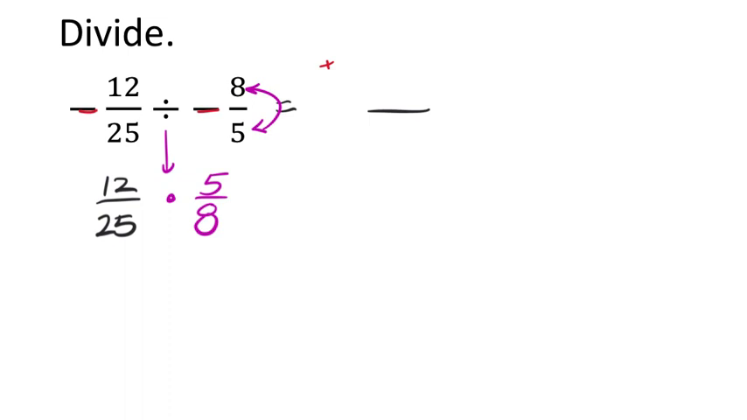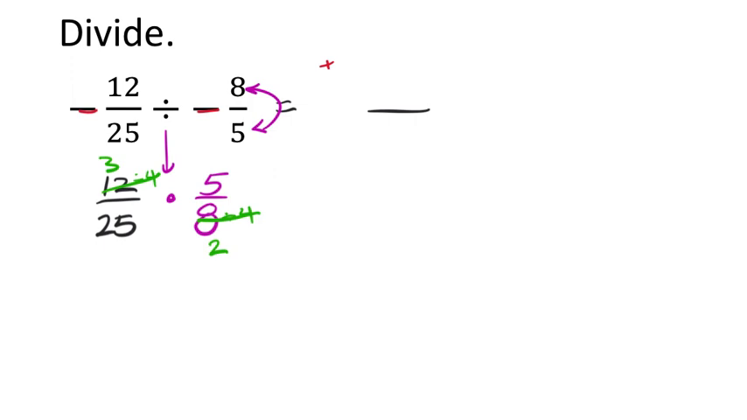So I would probably notice the 12 and 8 first. Well, maybe even the 5s, right? The 5s are pretty easy to work with. But I'm going to start with the 12 and 8. These are both divisible by 4. Now, if you said 2, you just have to divide it again. That's okay. 12 divided by 4 is 3. 8 divided by 4 is 2.